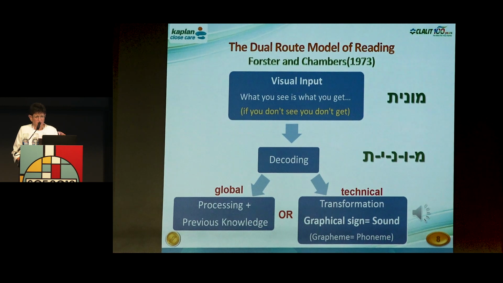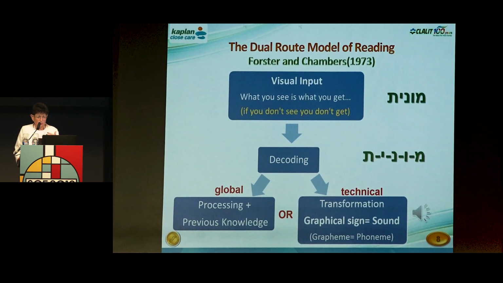And from here, there are two pathways that we can choose. The first one is long, inefficient, and mostly technical, and this is the pathway we use when we start reading. And then when we become expert readers, we use the global reading, in which we know the words. We don't have to divide them each time we see them. So let's explain what the technical system is. In this pathway, we transform the graphical signs into sound. And I'm going to show you what I mean.